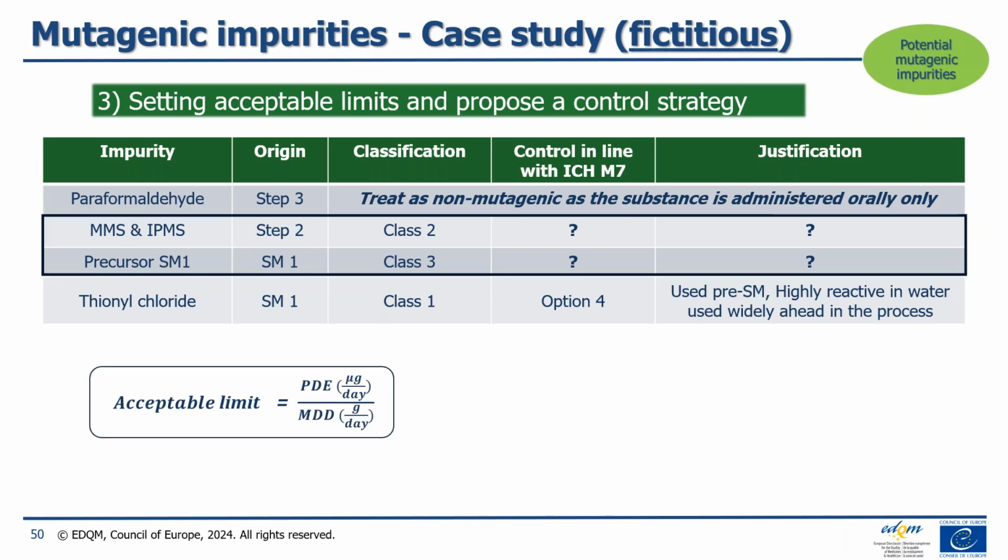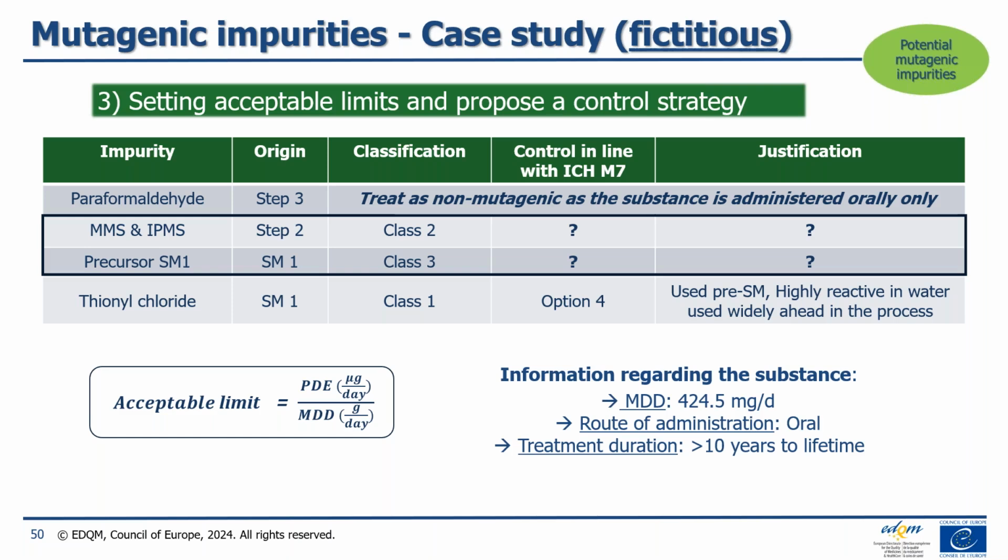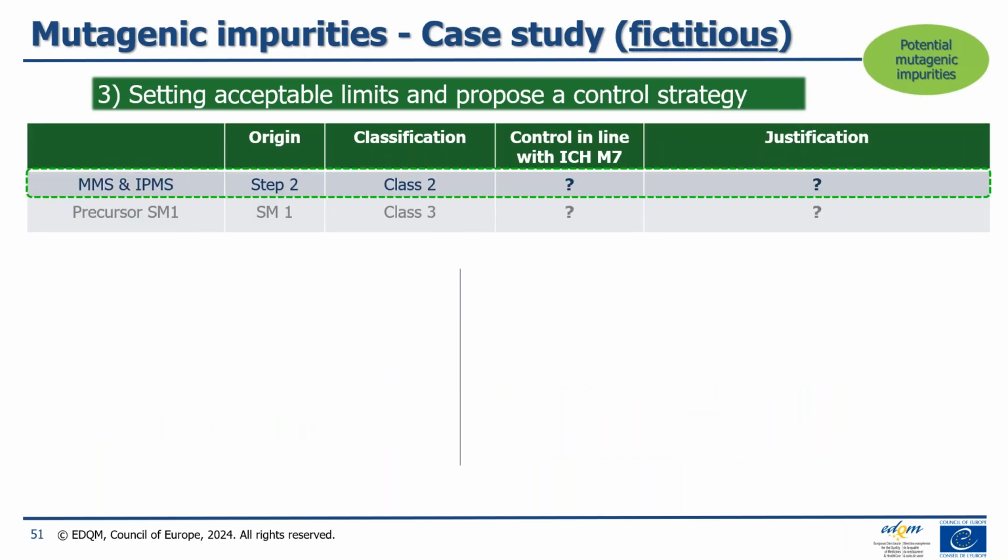So again, the acceptable limit is here, and information regarding the substance. The maximum daily dose is 424.5 milligrams per day. It is given orally for a treatment duration of over 10 years to lifetime. So for the 2 sulfonate esters, we've classified them as class 2.